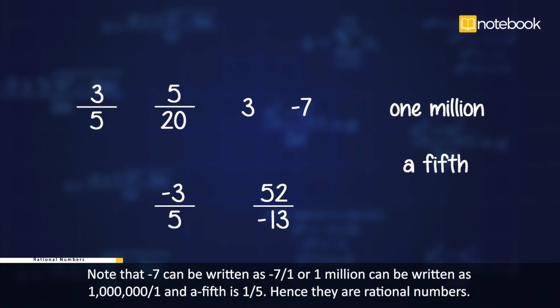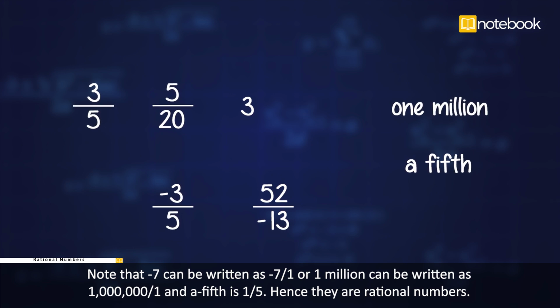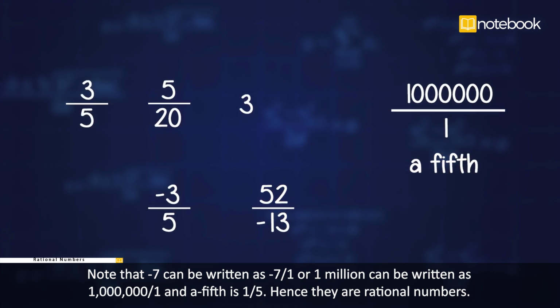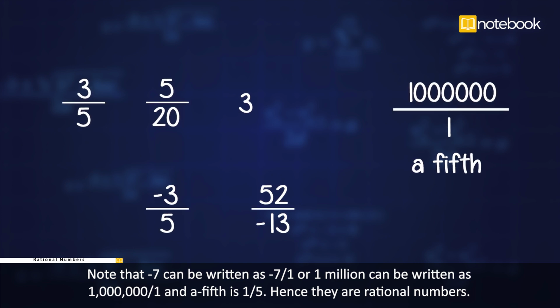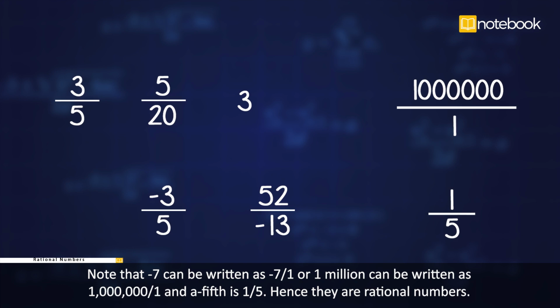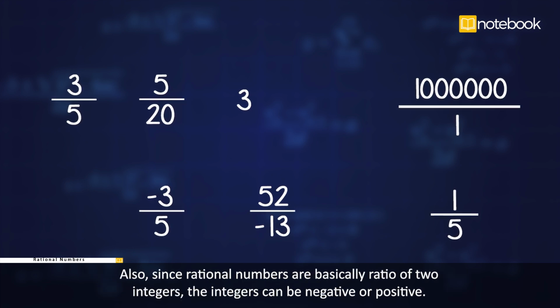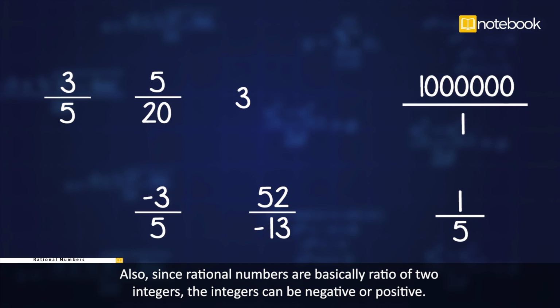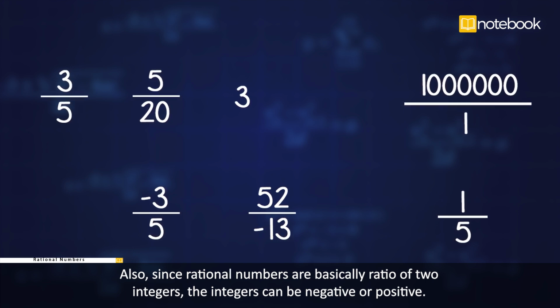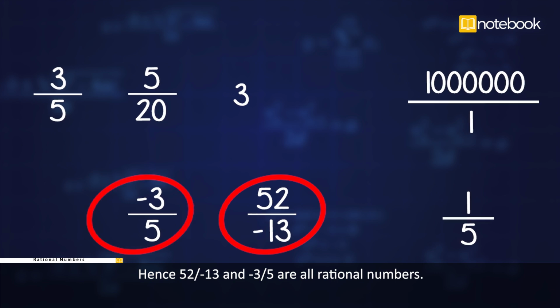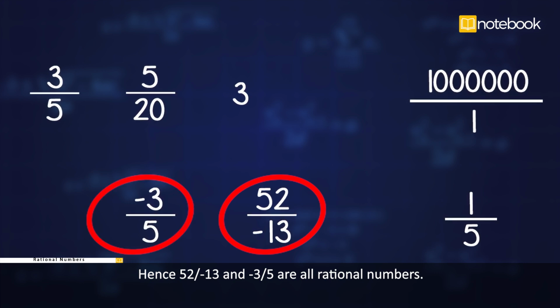Note that -7 can be written as -7 by 1, or 1 million can be written as 1,000,000 divided by 1, and a fifth is 1 by 5. Hence, they are rational numbers. Also, since rational numbers are basically ratio of two integers, the integers can be negative or positive. Hence, 52 by -13 and -3 by 5 are all rational numbers.